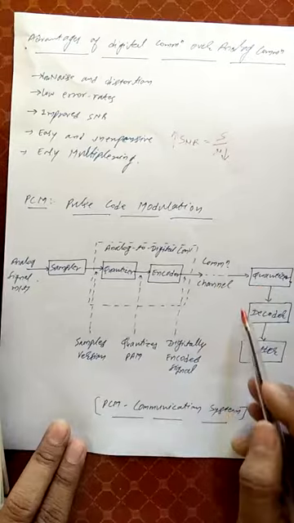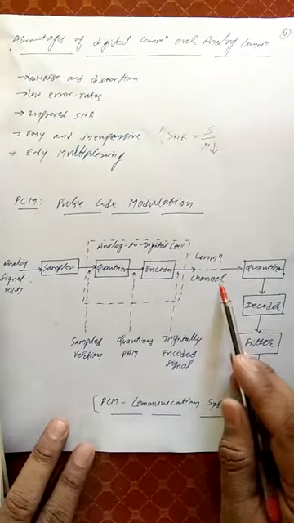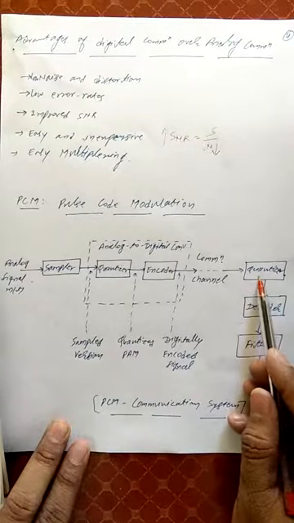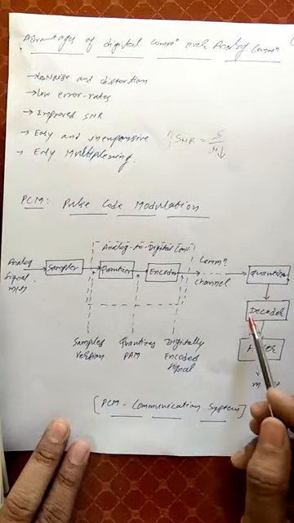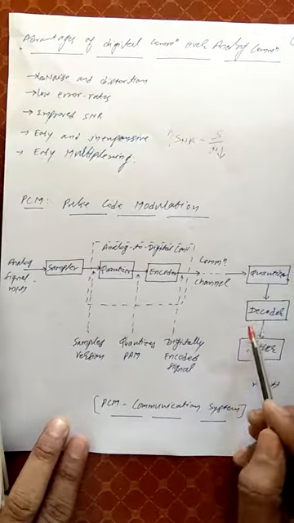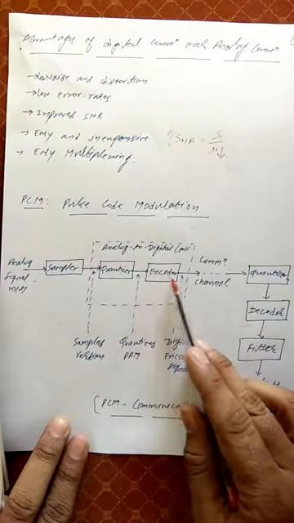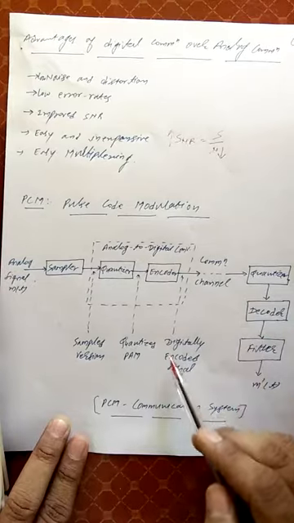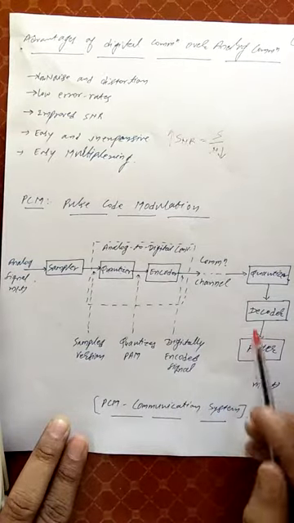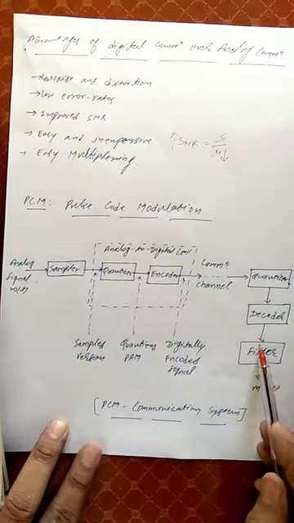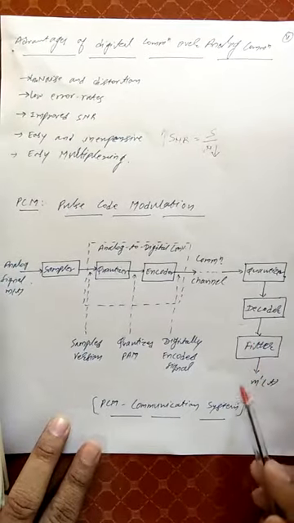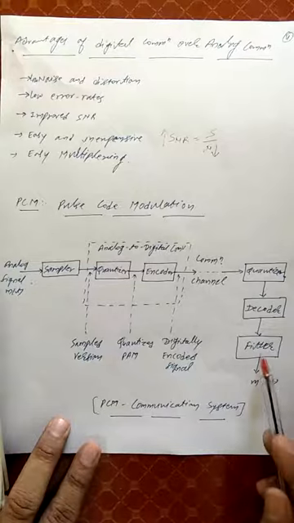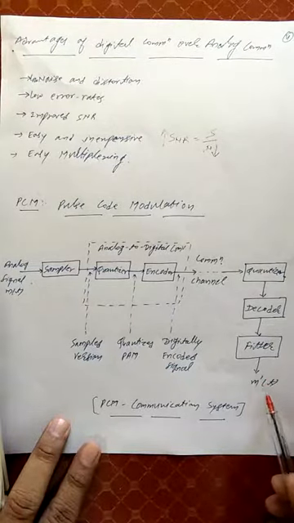After that, at the receiver section, the encoded signal is initially given to the quantizer, which provides the quantized level, and next given to the decoder. The decoder is basically the reciprocal process of the encoder. It decodes the encoded signal, which is next given to the filter. The filter provides the analog continuous signal, so the final output is m dash of t.